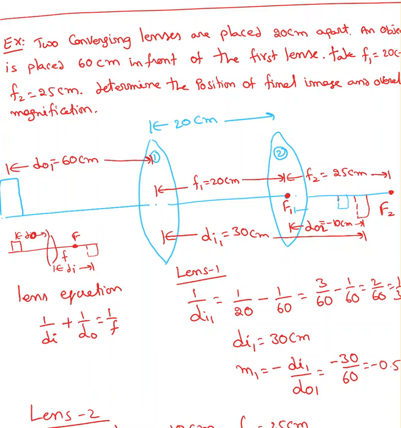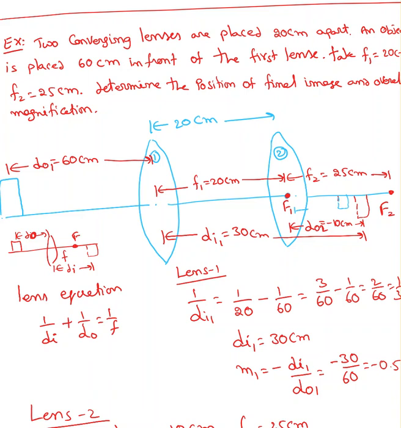Now, here he clearly mentioned those two are converging lenses. Sometimes they might not mention whether it is converging or diverging. We can find out that by using the f value. If the focal length is negative, definitely that is a diverging lens. So here he gave us both of them converging lens.